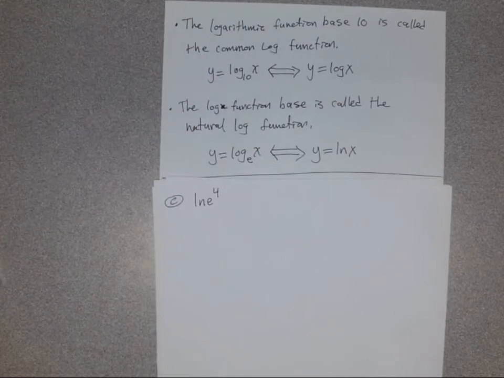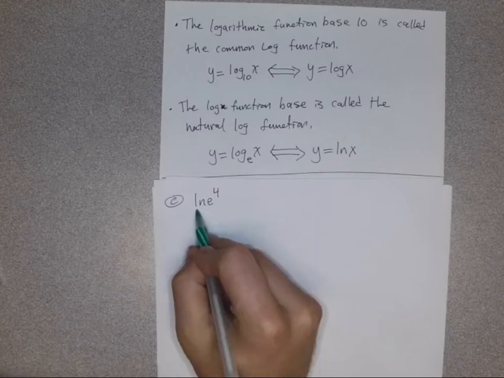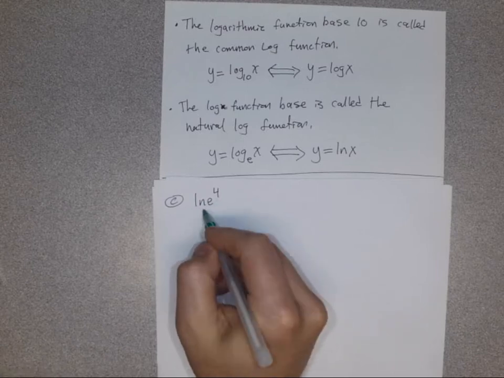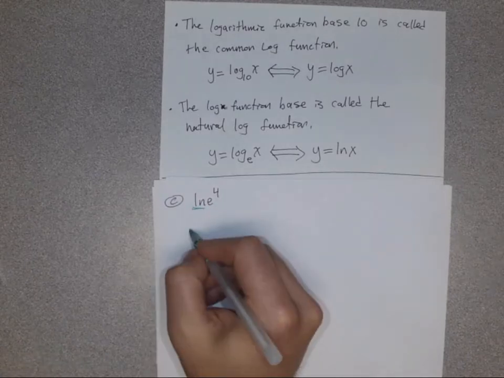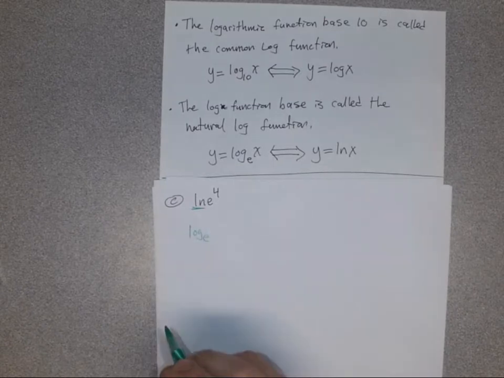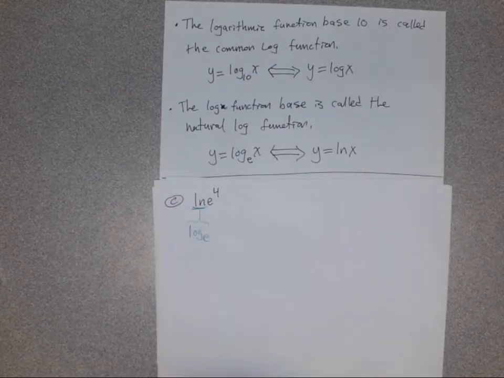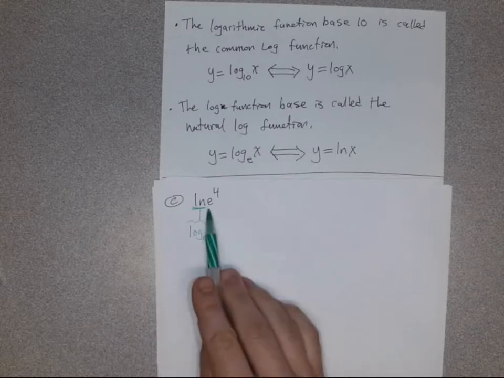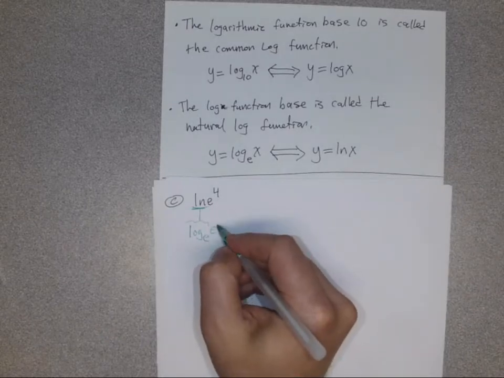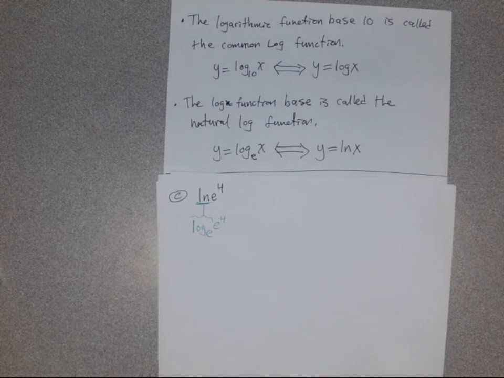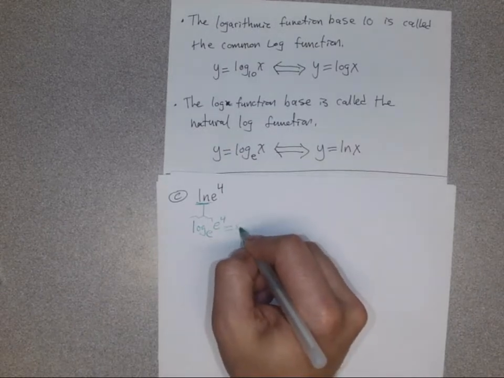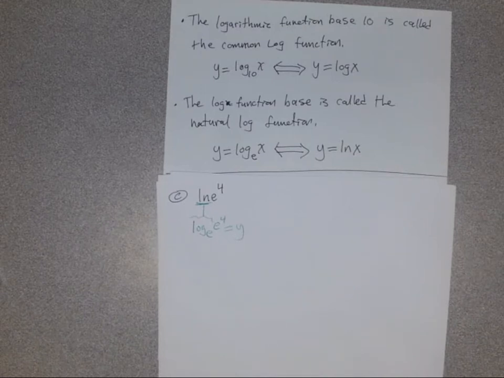So we have the natural log of e to the 4th. This natural log is the same thing as log base e. So this natural log just becomes this log base e portion. And then we still have this e to the 4th left over, so that has to go there. All right, and then we need this equal to something, so let's set it equal to y.